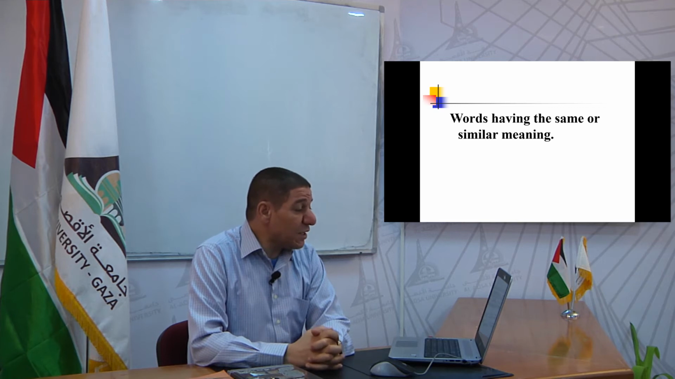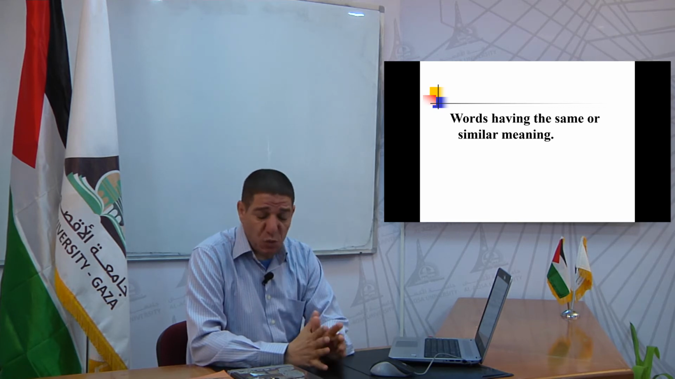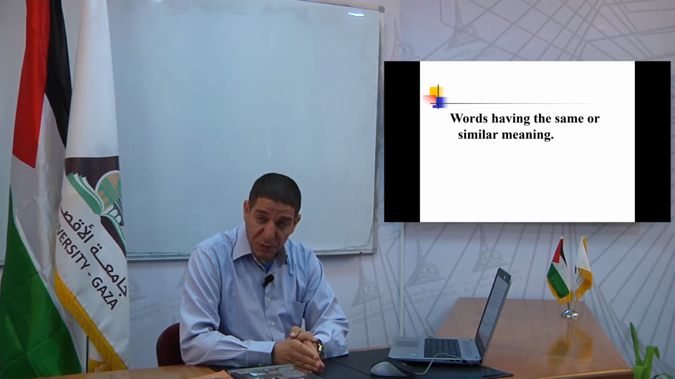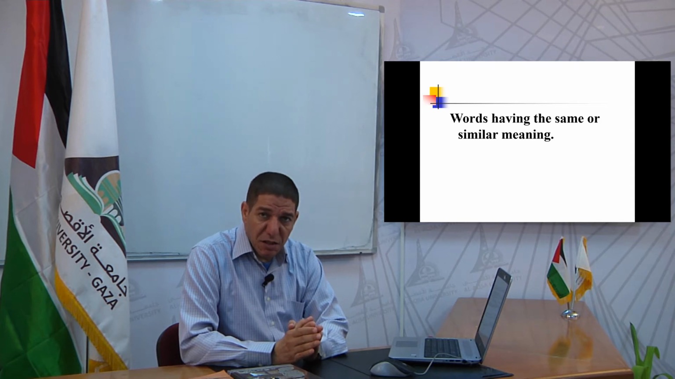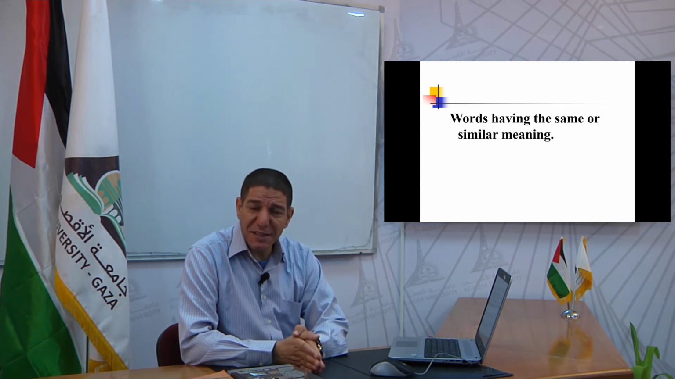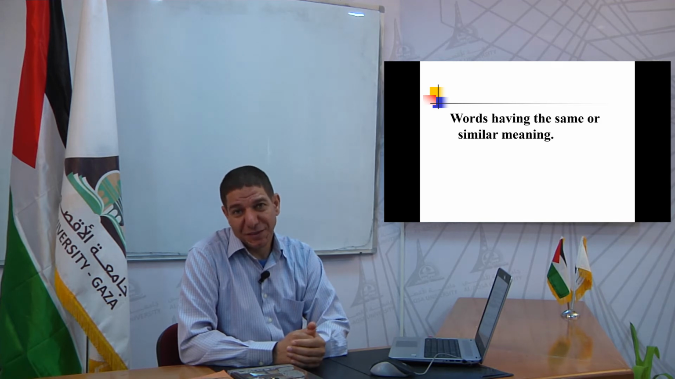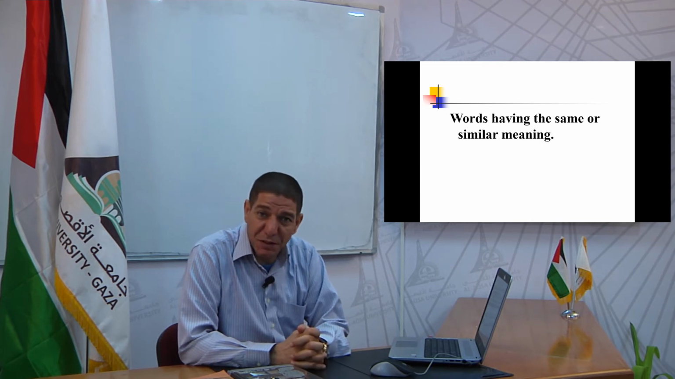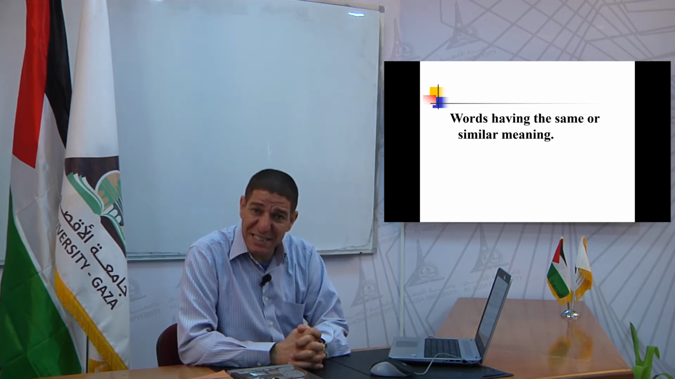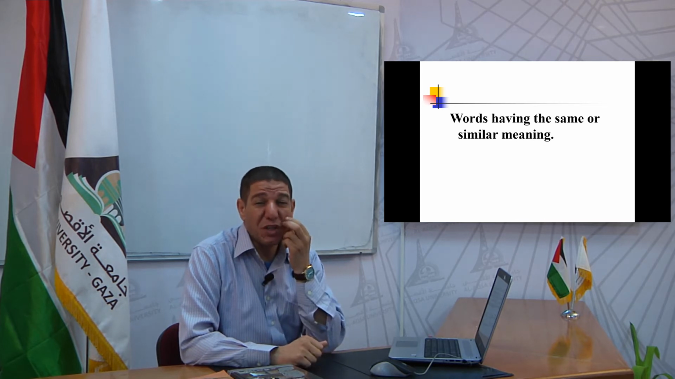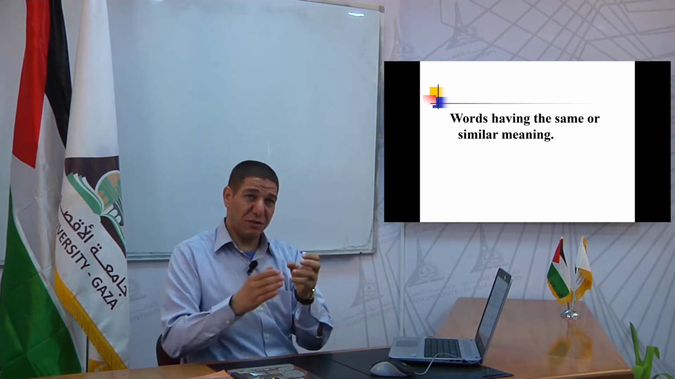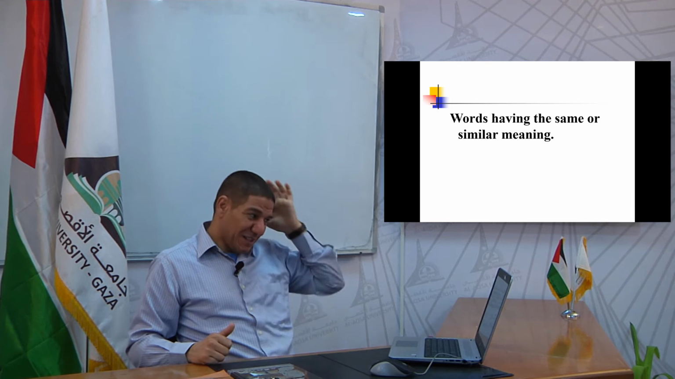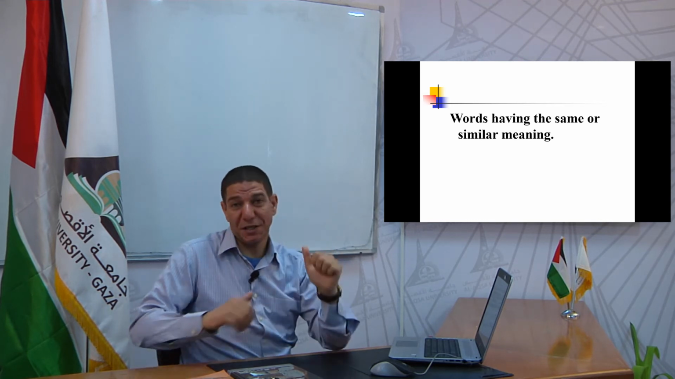So synonymy is words having the same or similar meaning. Why do we use same? Why do we use similar? Because some people believe that assist is the same as help. Both can mean يساعد. Assistant is the same as helper. Some people believe no, assist is different from help. Or they are not totally different, they are similar but not same. This is the meaning of words having the same or similar meaning.